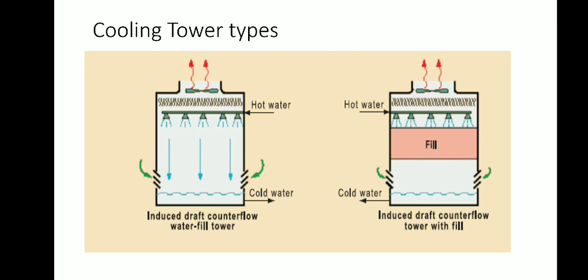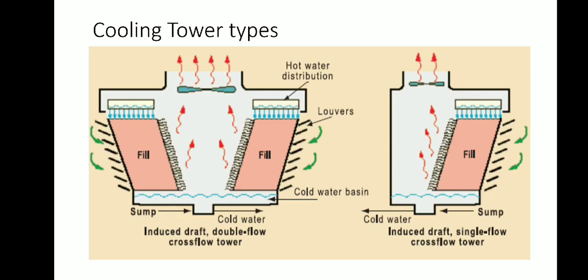In a crossflow induced draft tower, the water enters the top and passes over the fill. The air, however, is introduced at the side, either on one side or opposite sides. An induced draft fan draws the air across the wetted fill and expels it through the top of the structure. The figure illustrates various cooling tower types.